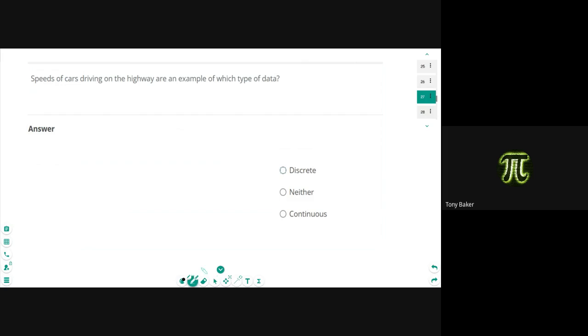Neither is a possible answer to these questions. Remember, we said that the value has to be numerical for it to be discrete or continuous, and it has to be quantitative for it to be discrete or continuous. So if you have a qualitative data point, the answer is neither, even if it would fall into what you would think of as a numerical answer that is discrete or continuous. Okay, so that makes a difference.